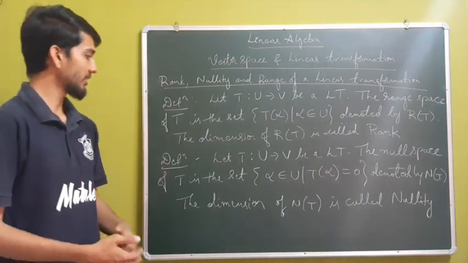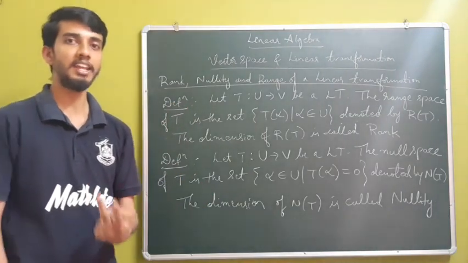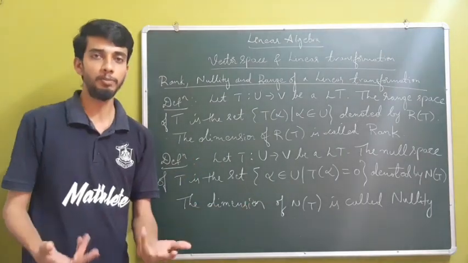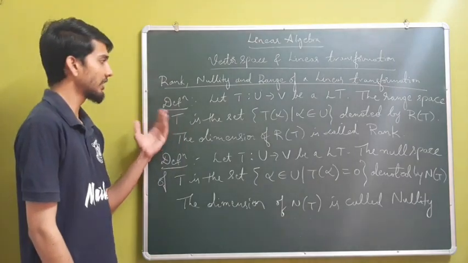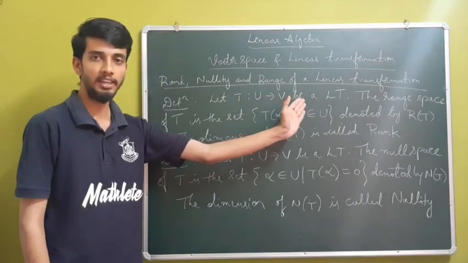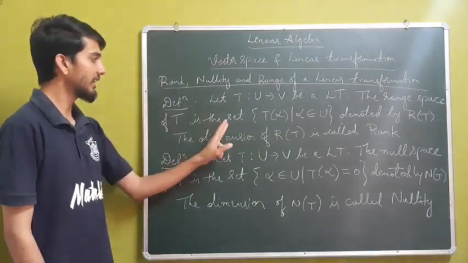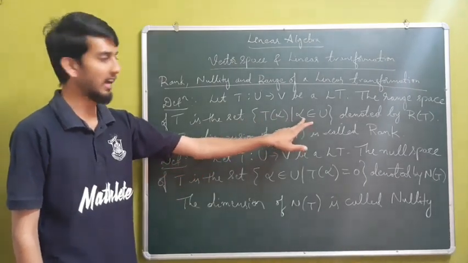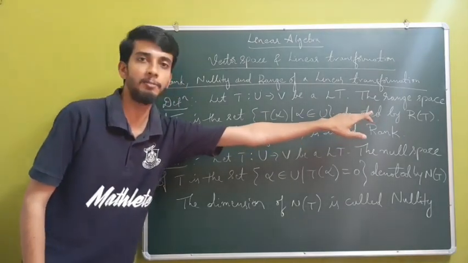In this chapter, to start with, we have two prominent definitions: the range space of a linear transformation and the null space of a linear transformation. Starting with the first definition, let T be a linear transformation from U to V. Then the range space of the transformation T is the set of all T alpha such that alpha comes from the domain, and it is denoted by R of T.